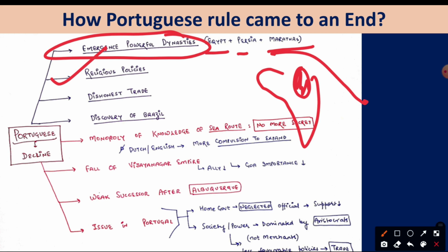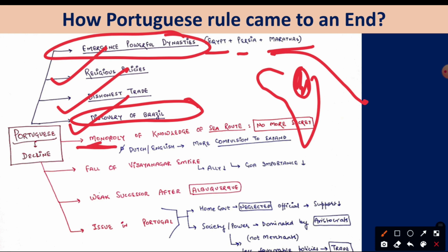Then the religious policies were way too aggressive. If you do these things on a very small scale, then that's fine. But you're doing it on a very huge scale, you're directly converting the people. This is wrong. Then the dishonest trade that they used to do, we will see. So they used to do this dishonest trade. Then the discovery of Brazil was also a very important factor. When Brazil was discovered, they found that they had another opportunity to exploit. So when you have two opportunities, your mind goes away from the first one. So they said, okay, nothing in India, we'll go ahead and occupy Brazil.